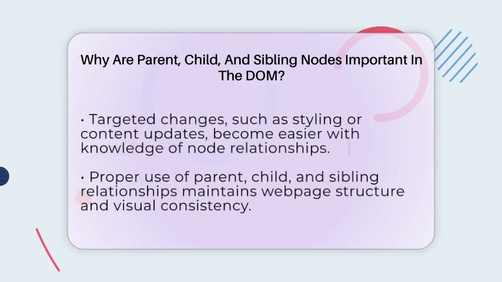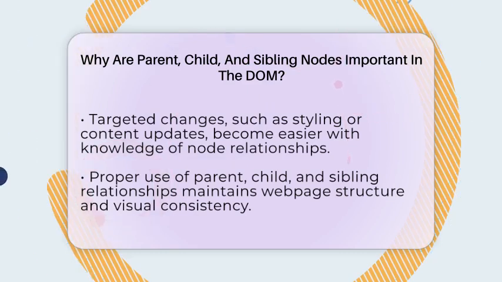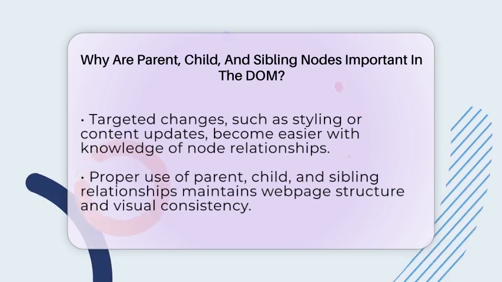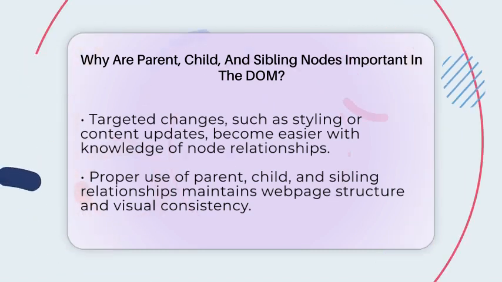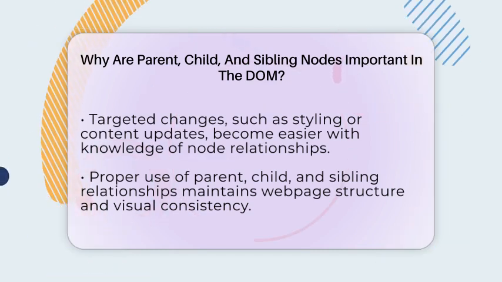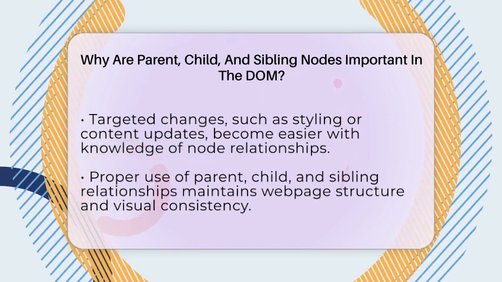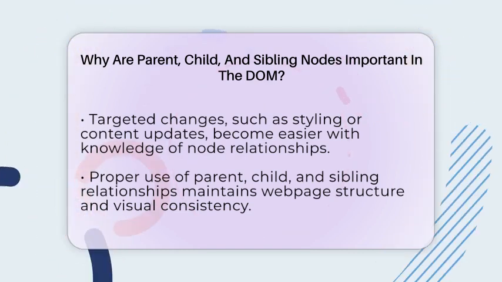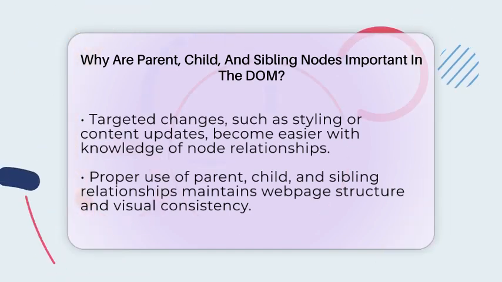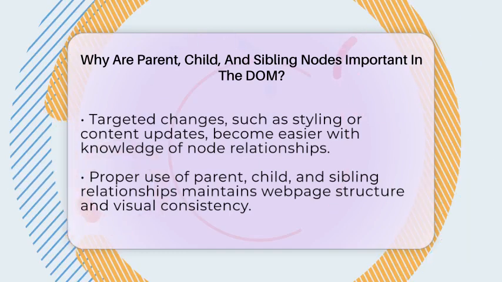JavaScript provides tools like parentNode, children, nextSibling, and previousSibling. These let you move up, down, or sideways in the tree to find exactly what you need. This is especially useful when you want to change a specific element or add new ones. Targeted manipulation becomes straightforward when you understand these relationships. For example, you can change the style of all child elements inside a container or insert a new sibling element next to an existing one. This helps keep your web page organized and visually correct.